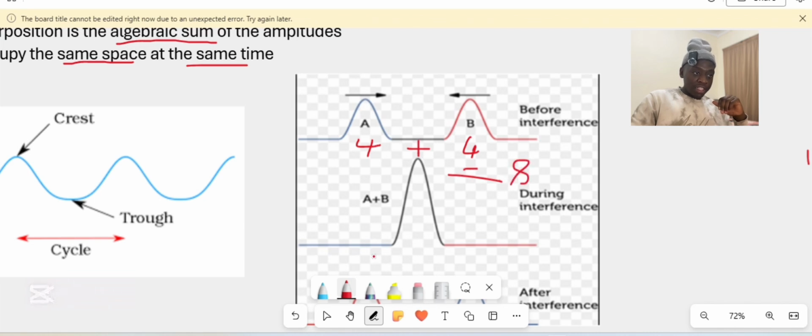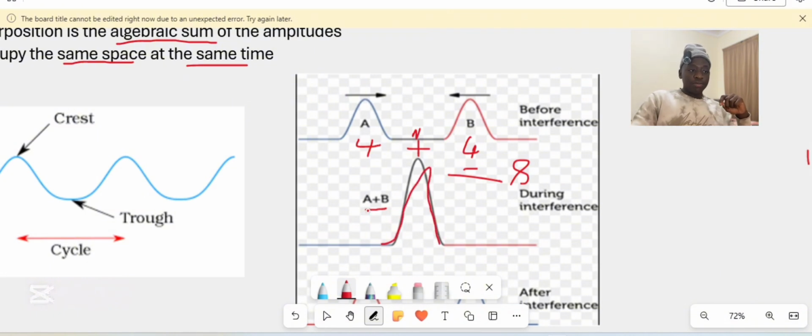As you can see here, it is A plus B. This pulse A is going towards this pulse B, and this pulse B is going towards this pulse A. So when they meet at a point, they add and increase, and produce a higher pulse with an increased amplitude, as you can see.